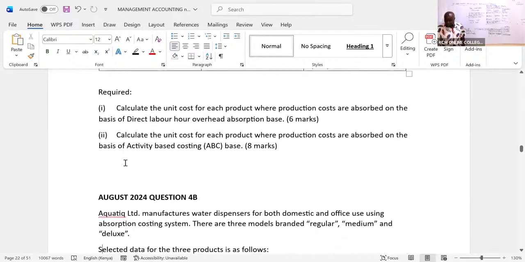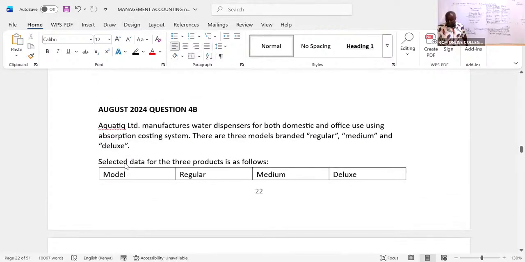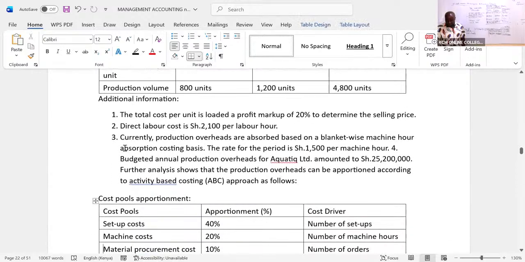So then the homework I'm giving you is August 2024, question number 4, the question on aquatic. Please finish doing that question, and then ensure that you are posting your answer on WhatsApp.